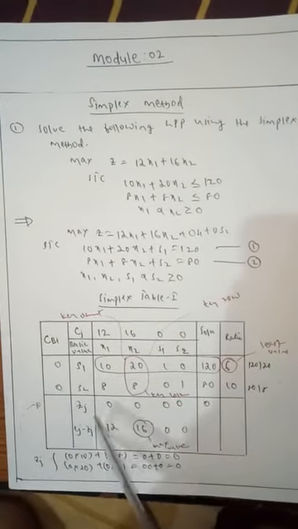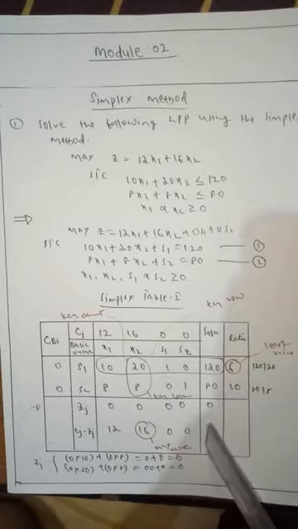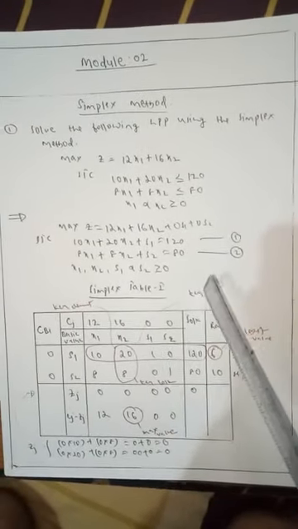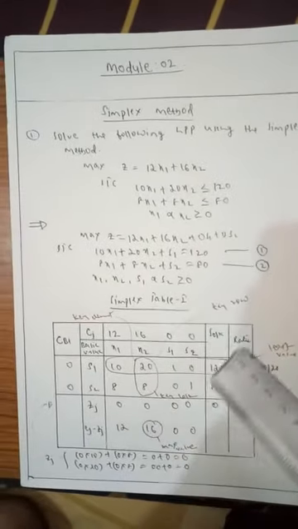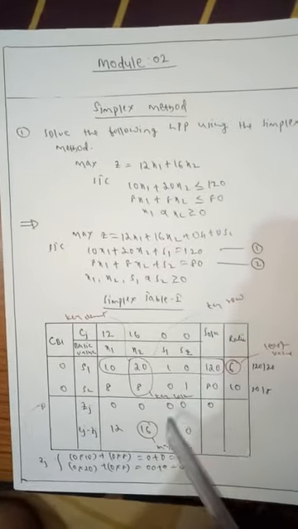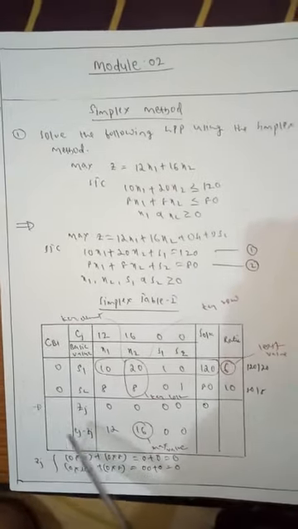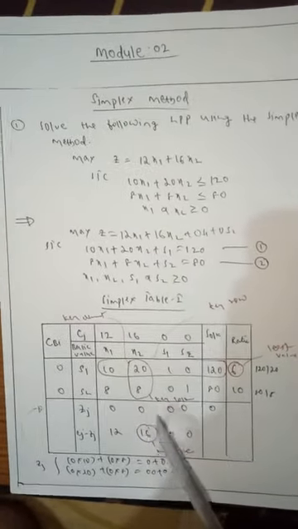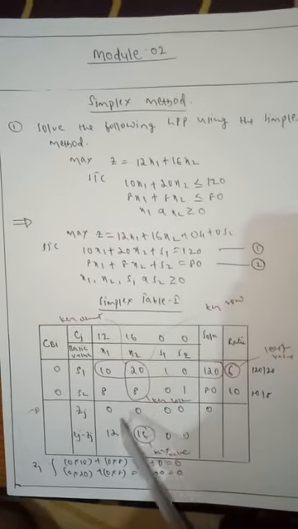Now, if all Cj minus Zj values are negative or 0, the given solution is optimal, then we stop and find the answer. So here two positives are there. Next step, find the maximum value among the Cj minus Zj and draw a circle. Among 12, 16, 0, 0, the highest value is 16, so draw the circle there.